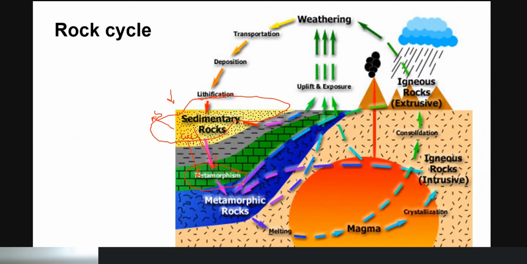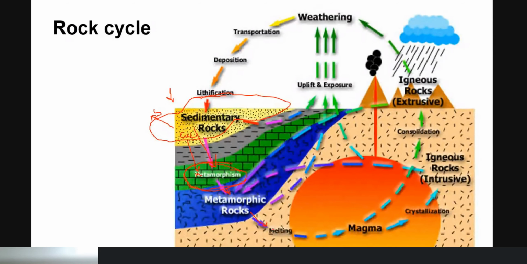Okay, so again our metamorphic rock, sandstone or any metamorphic rock, as it goes down through tectonic plates, burial or faulting, what will happen? More pressure, temperature will increase. So as pressure and temperature increase, what will happen to the rock? It will melt, and when it melts, it forms magma.